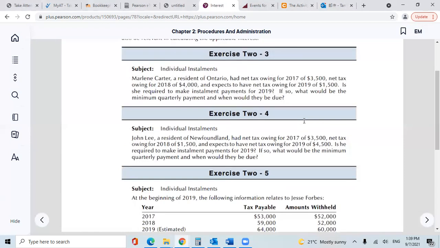So we have exercise 2-3. Cutter, a resident of Ontario, had net tax owing for 2017 of $3,500, net tax owing for 2018 of $4,000, and expects to have net tax owing for 2019 of $1,500. Is she required to make installment payments for 2019? The answer is no, right? She doesn't need to pay installments because her current year net tax owing is less than $3,000. It's only $1,500, so she doesn't need to make installment payments.